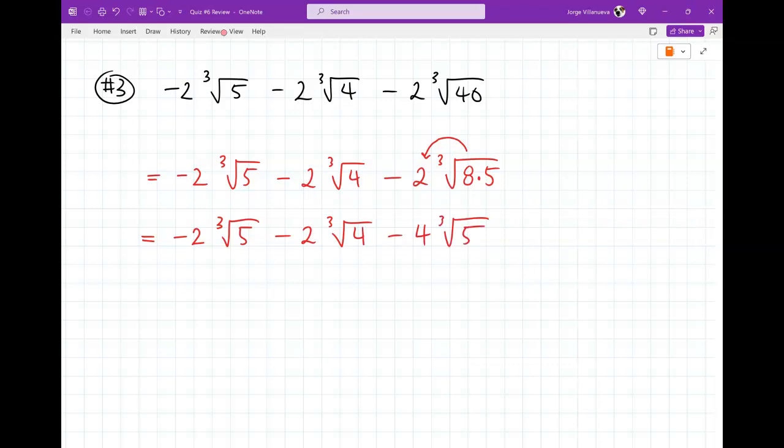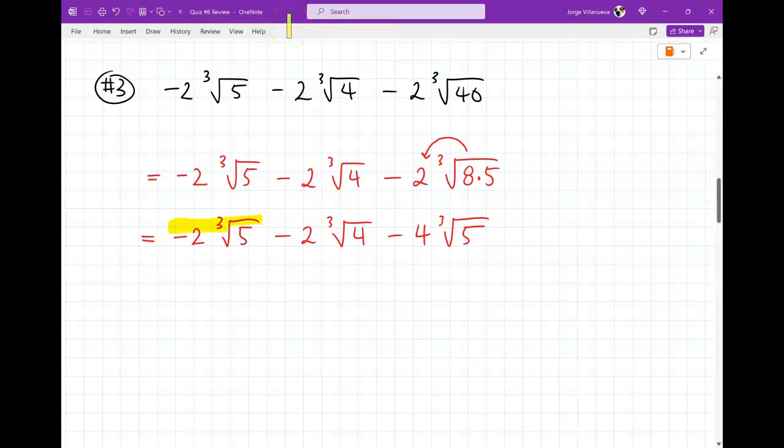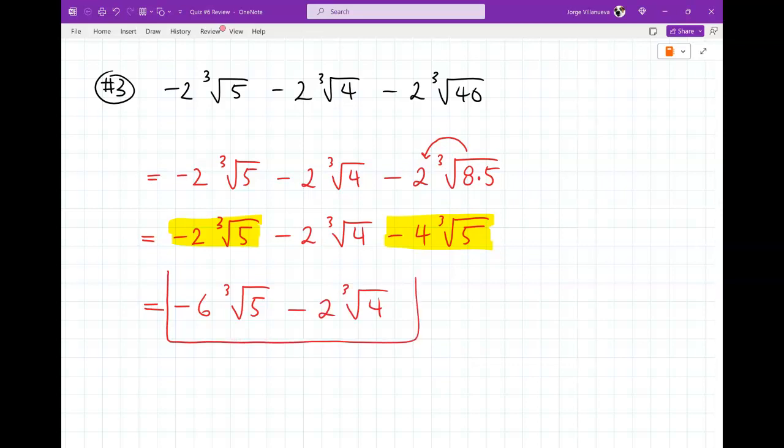At this point, I'm done, but I got to double check, right? I do have like radicals here. I have negative 2 cube root of 5 and negative 4 cube root of 5. So negative 2 minus 4, negative 6, right? So that's going to give me negative 6 cube root of 5 minus 2 cube root of 4. At that point, I am done because there's nothing more I can do with those cube roots. So that's it.